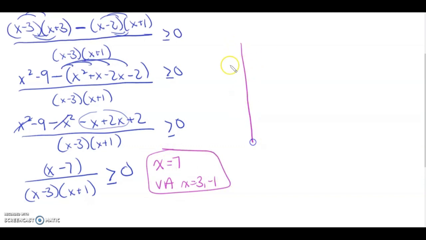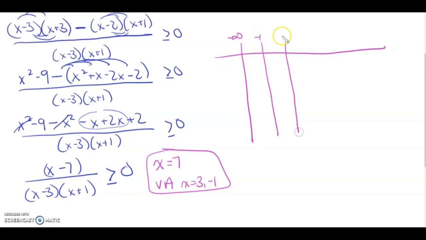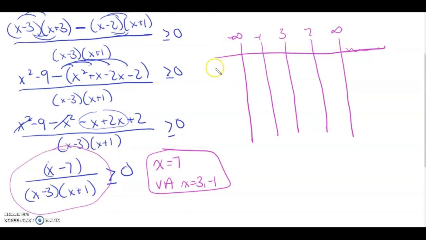Let's do the chart. So we're going to start the chart at negative infinity, negative 1, 3, 7, infinity. And we're going to put each one of these binomials down the side. x minus 3, x plus 1. And we are going to choose numbers in the interval negative infinity to negative 1. Let's go negative 10: negative, negative, negative, and we end with a negative.